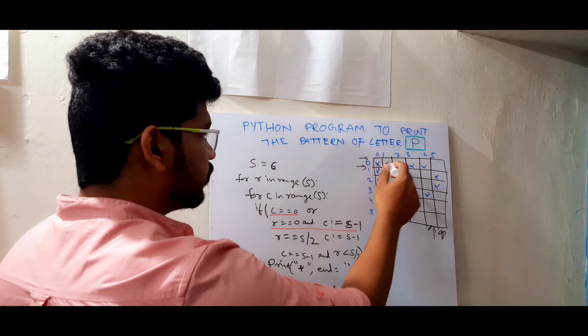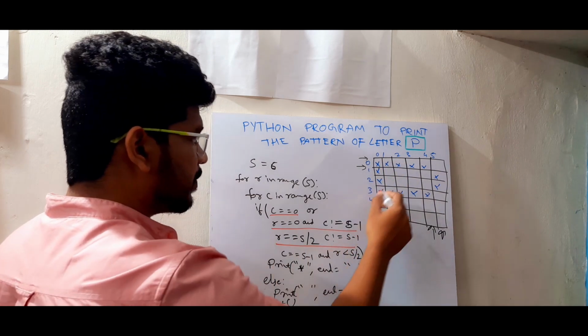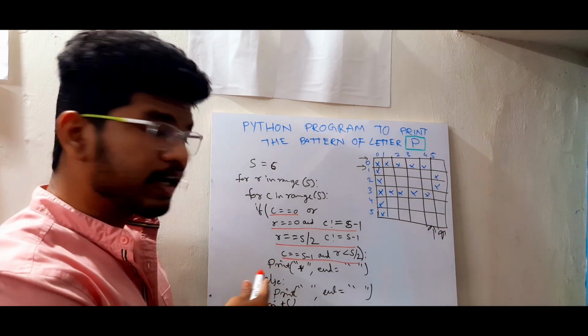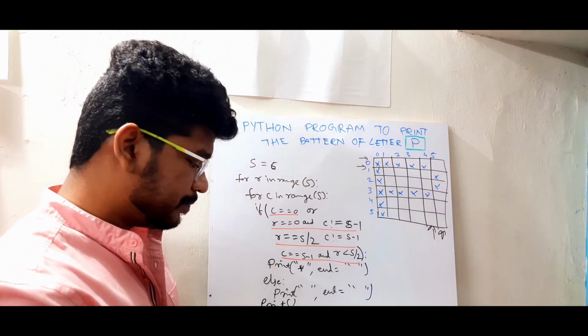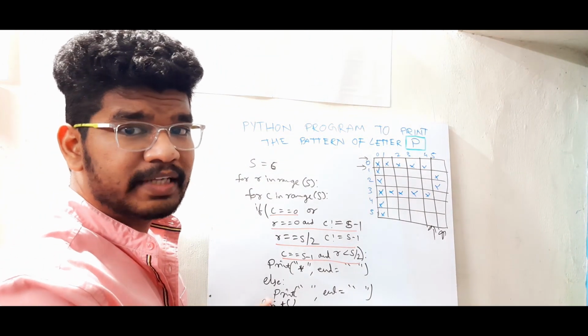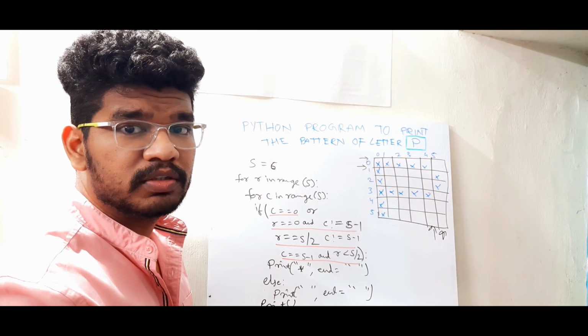This is for first row. This is for middle column, and this is for last column. So these are the 4 conditions to remember. So now that's it for the explanation. Now I'll go into my PyCharm IDE, code the same, execute it, and see the output.